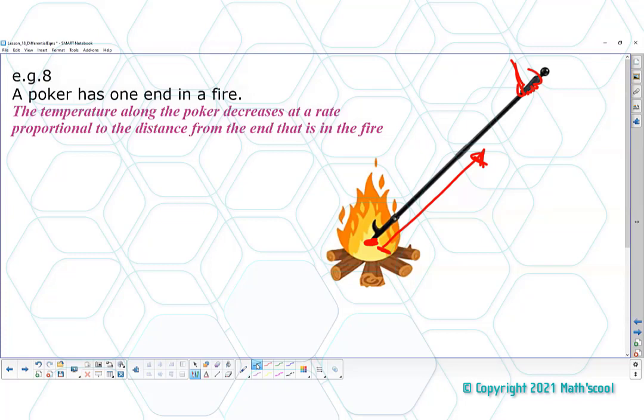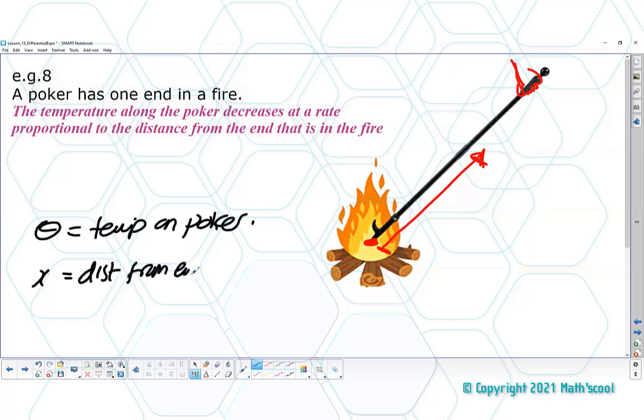Theta equals temperature on the poker, and x equals distance from the end in the fire. That's going to be in degrees C. That's going to be, I don't know, either in centimeters or meters. I'll call it meters. Imagine you've got a 1 meter long, 2 meter long poker, something like that. And then form the differential equation for that.